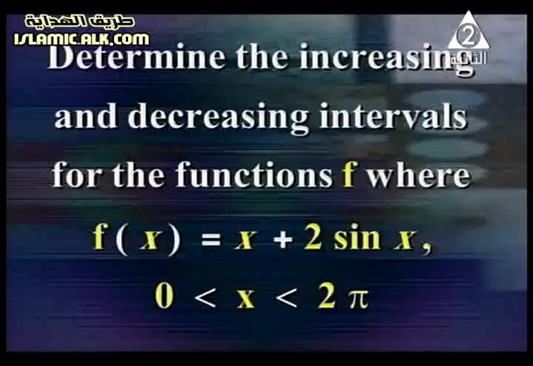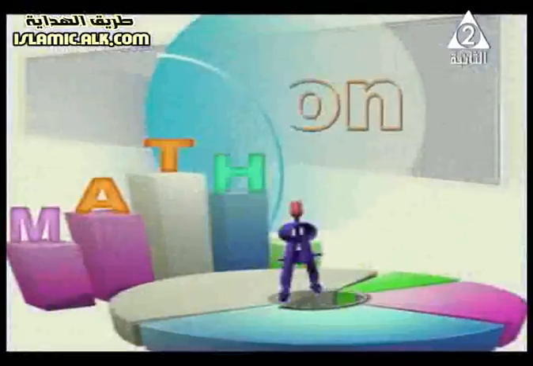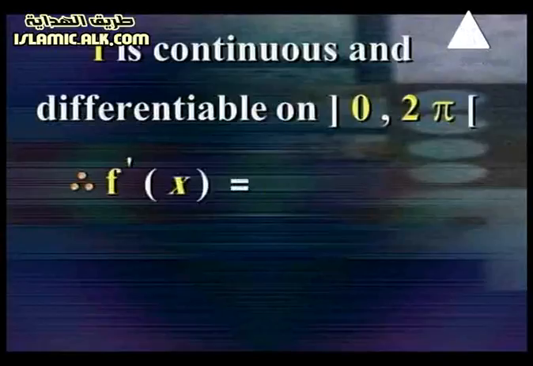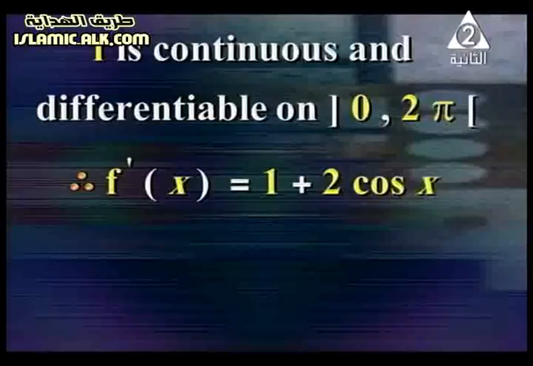decreasing or increasing. Dear student, f of x equals x plus 2 sine x, and x is more than 0 and smaller than 2π. Solution. Look, f is continuous and differentiable on the open interval 0 to π. What is the f dash? Student, it is 1 plus 2 cosine x.